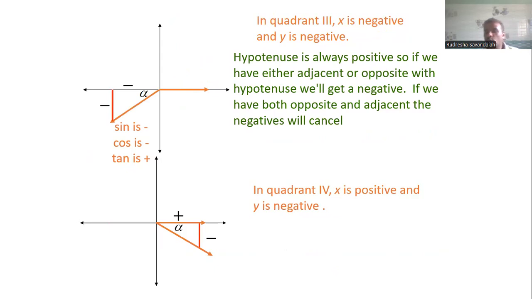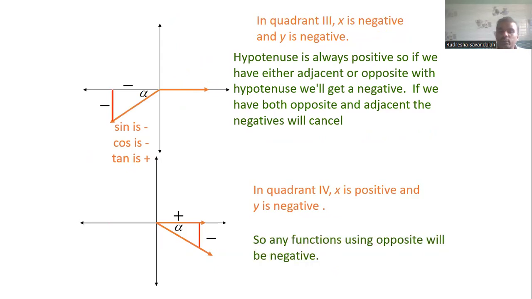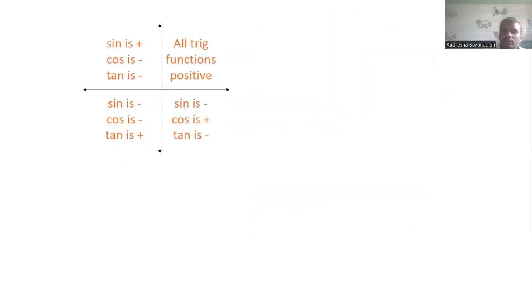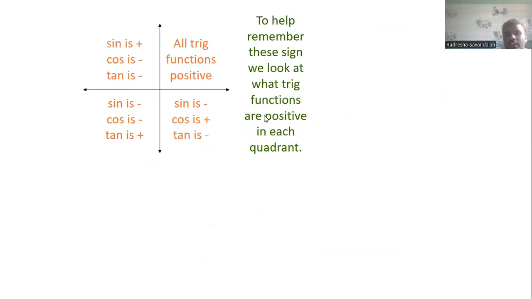See here in quadrant four, x is positive and y is negative. So the functions using the opposite side will be negative. Sine is negative, cos is positive, tan is negative. This is very, very important. In quadrant one, all the trigonometric functions are positive: sine, cos, and tan. In quadrant two, only sine is positive. Cos and tan are negative. In quadrant three, tan is positive, sine and cos are negative. And in quadrant four, cos is positive, sine and tan are negative.